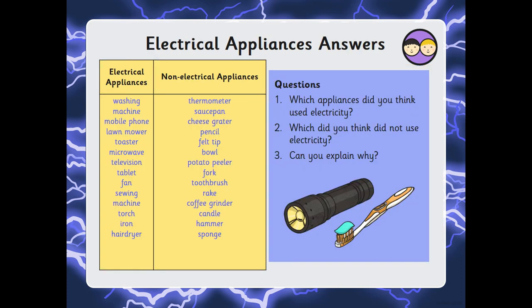Okay, so here are our answers. So have a look, compare yours. Which appliances did you think used electricity? Which did you think did not use electricity? And can you explain why? Can you think of how you could explain to someone why you put those appliances in either the electrical or non-electrical column? What do you know that those things need in order to work? Or how do you make them work?